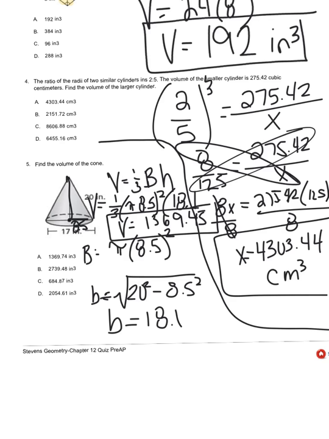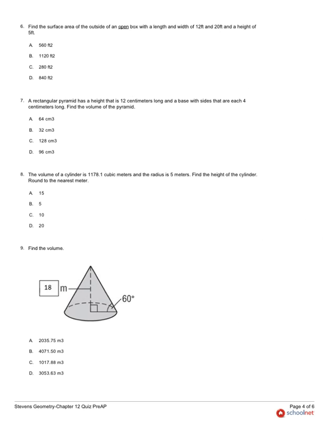The next question is question number 6. It's the surface area of an open box. We know the surface area of any prism is equal to the perimeter of the base times the height of the prism, plus 2 bases. But this says it's an open box. It doesn't have 2 bases. It only has 1 base.